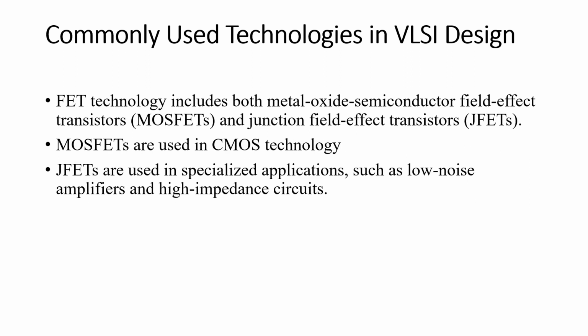Next is the field effect transistor technology, which includes both metal oxide semiconductor field effect transistors and junction field effect transistors. MOSFETs are the transistors which are used in CMOS technology. And JFETs are used in specialized applications where required, such as low noise amplifiers and high impedance circuits.